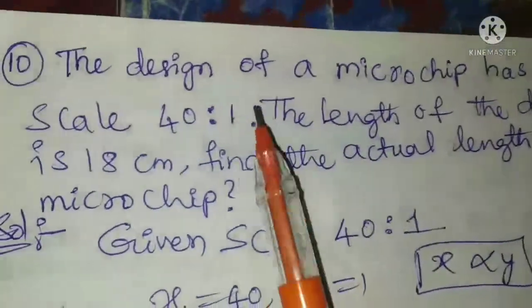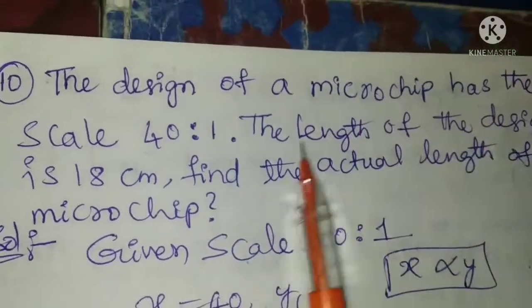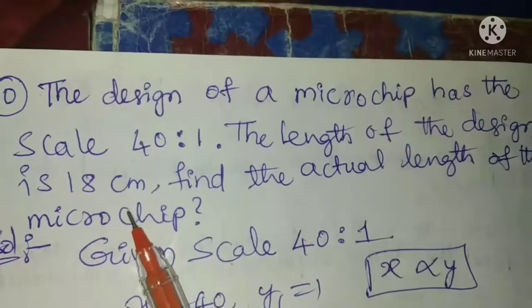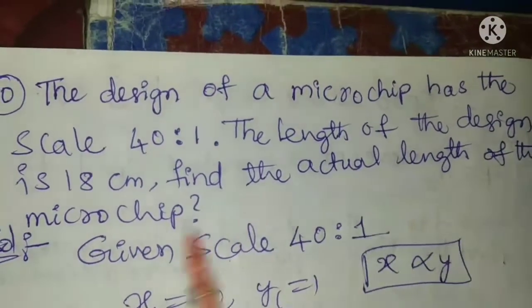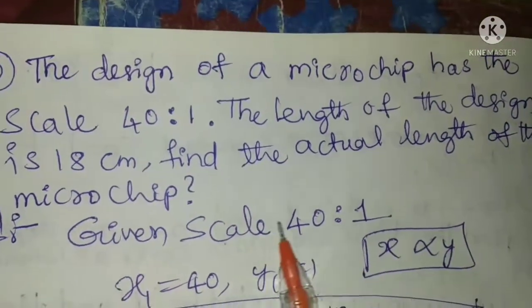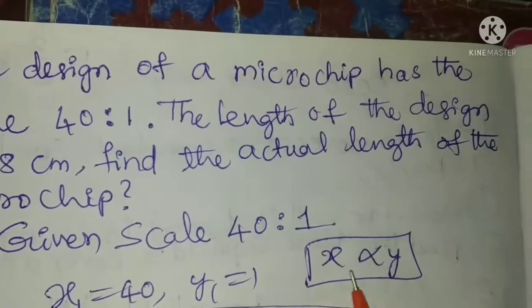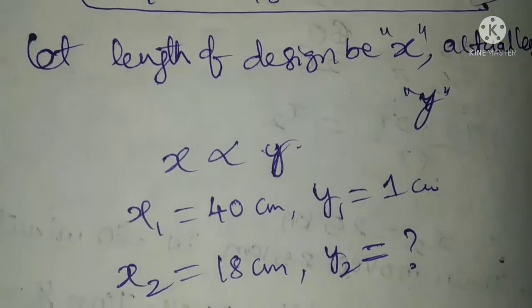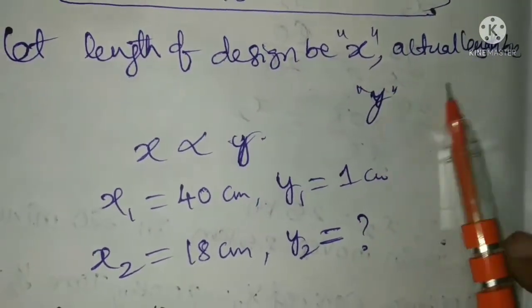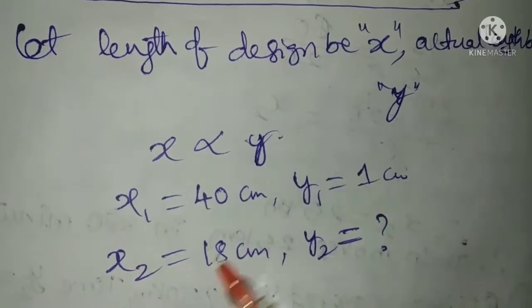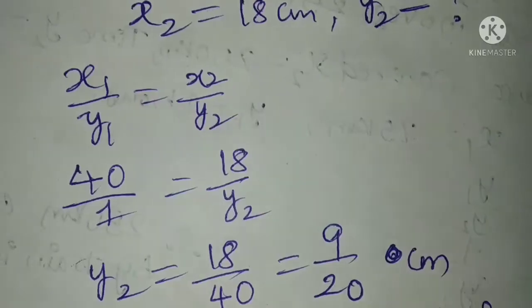10th question. The design of a microchip has the scale 40:1. The length of the design is 18 centimeters. Find the actual length of the microchip. Given scale 40:1, x1 is 40, y1 is 1. x is directly proportional to y. Let the length of the design be x and the actual length be y. x1 is 40, y1 is 1, x2 is 18. Then what is the actual length y2?